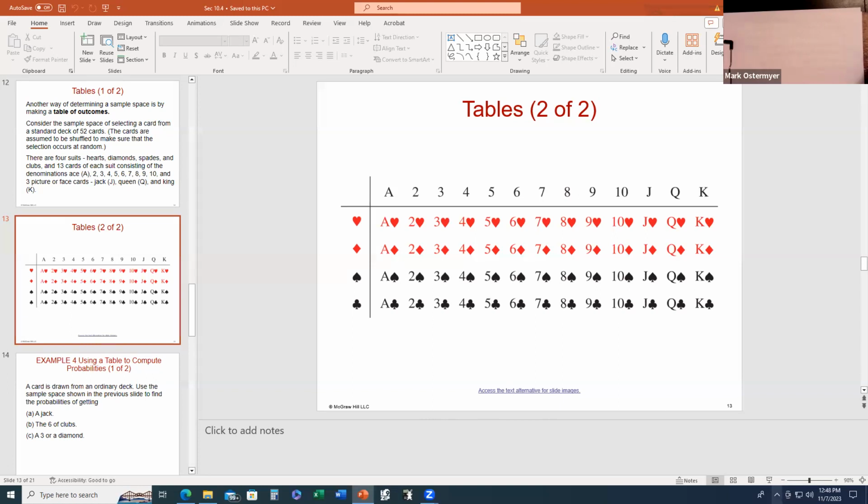So that is a standard 52 card deck. We assume we don't have any jokers in our deck. Some decks of cards do include jokers, but those are not part of our discussion here, not a part of what we're working with right here.